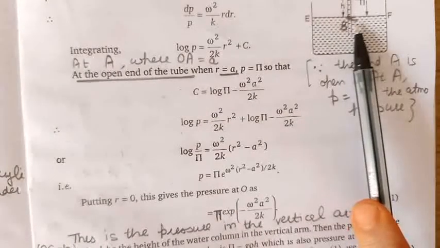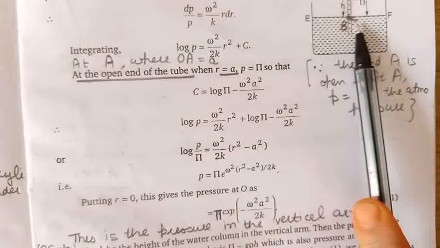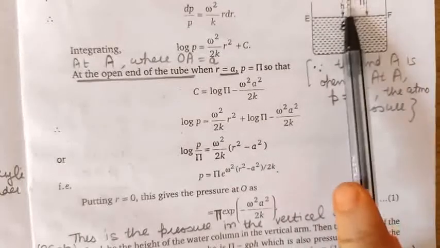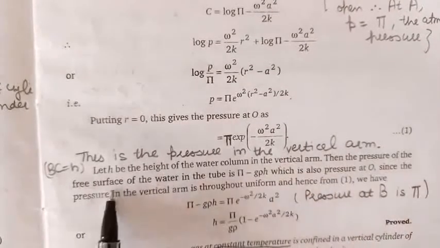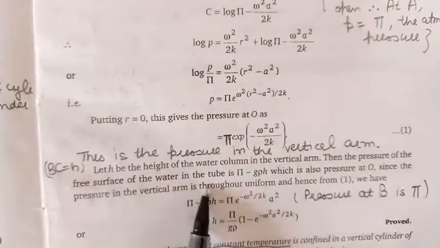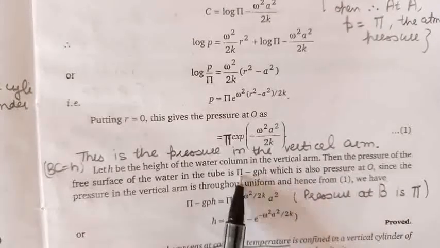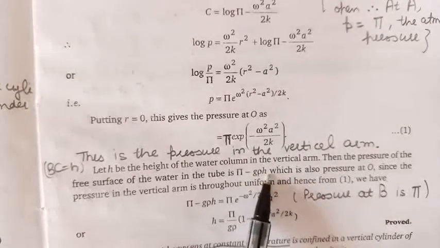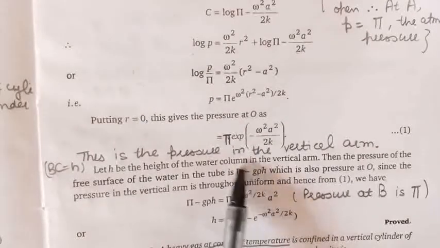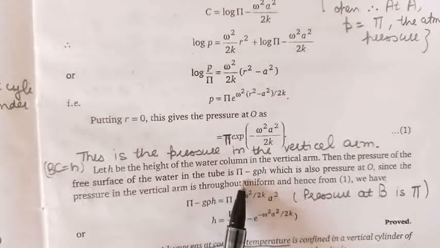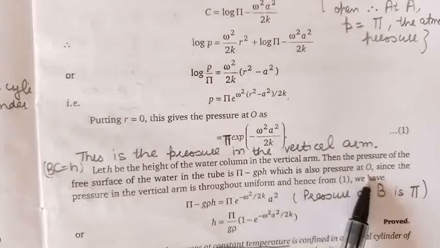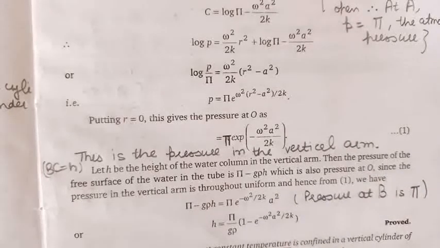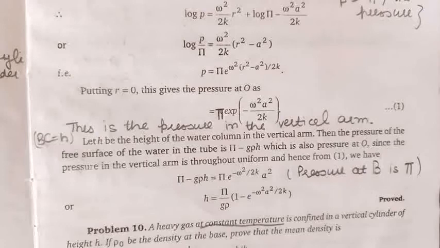Now at this point B, the value of pressure is the atmospheric pressure, and the pressure due to this height h, that is rho gh. So we can say that the pressure of the free surface of the water in the tube will be the difference of these two pressures, pi and the pressure rho gh. This is the pressure of the free surface of water in the tube, which will be the same as the pressure at the point O, because the pressure in the vertical arm of the tube is uniform throughout.